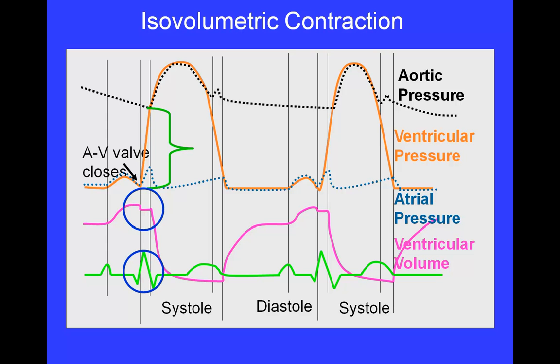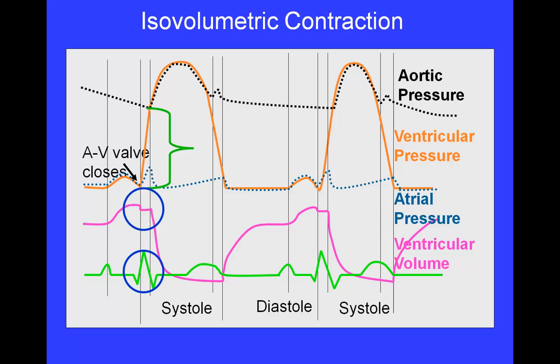It's going to close during systole. So the ventricle is contracting. We're looking at ventricular pressure. This orange line, ventricular pressure, increases dramatically. And it's the pressure in the ventricle that's going to cause that atrioventricular valve to close. And if it's a competent valve, it'll close completely.